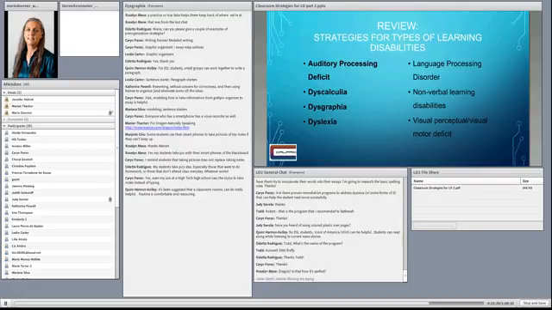There's also a lot of information out there about language processing disorders and nonverbal learning disabilities, which sometimes goes hand in hand with autism, and visual perceptual and visual motor deficits. So it's a visual sort of problem.